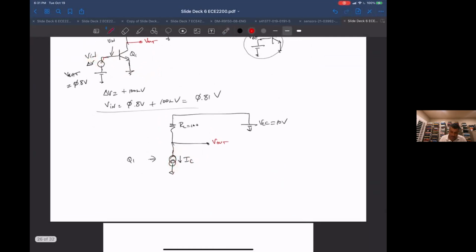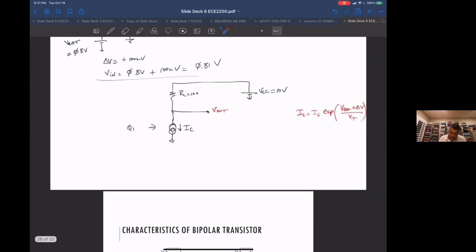With I sub C equal to I sub S exponential of V bat plus delta V over VT. So basically the voltage at V out, this is another place people get confused about, is VCC minus the voltage across R sub L is equal to V out.